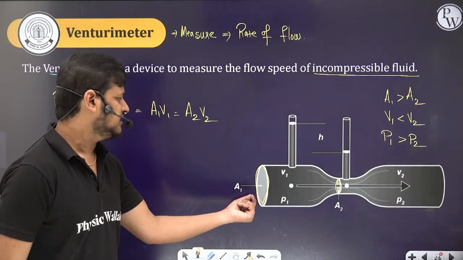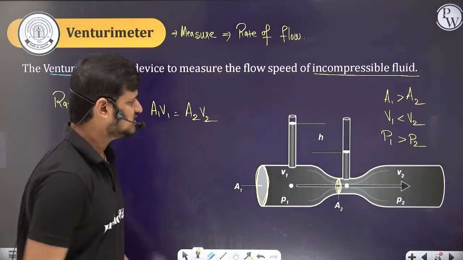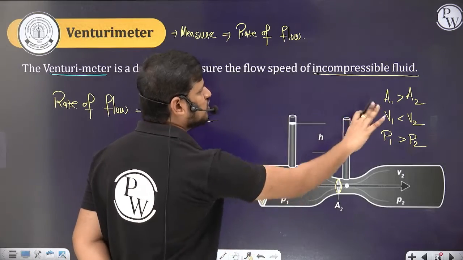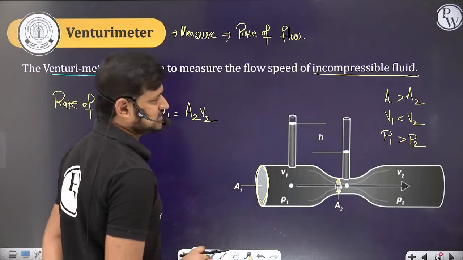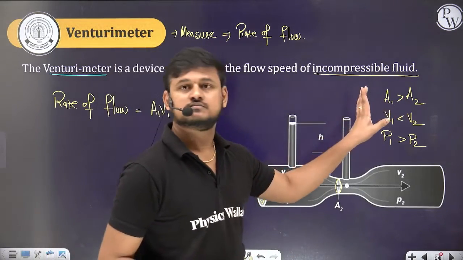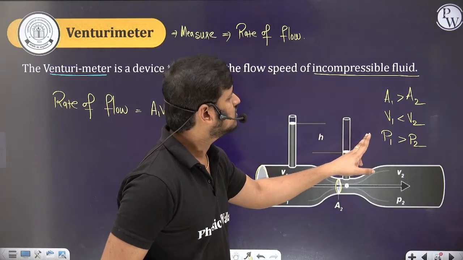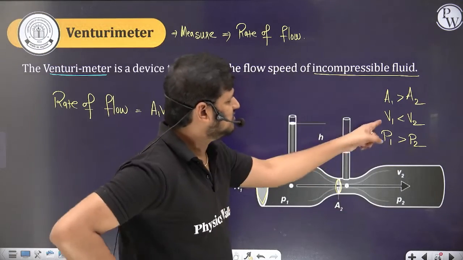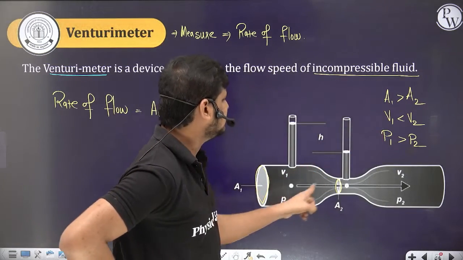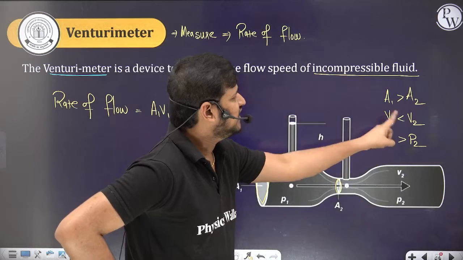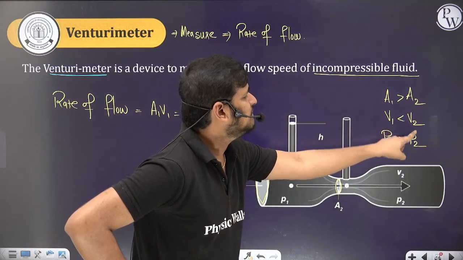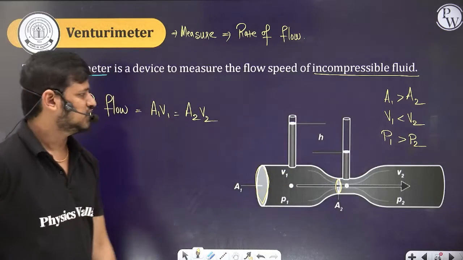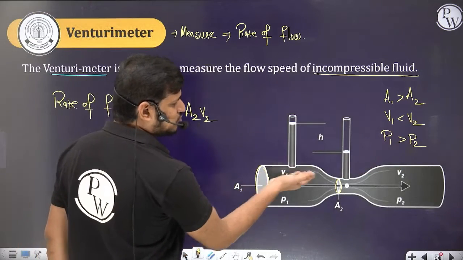A1 is greater than A2, yes or no? If the cross sectional area is more, the velocity will be less. So V1 is less and V2 is more. If V2 is more, then the pressure at P2 will be less and the pressure at P1 will be more. That's why here the pressure is more, here the pressure is less.